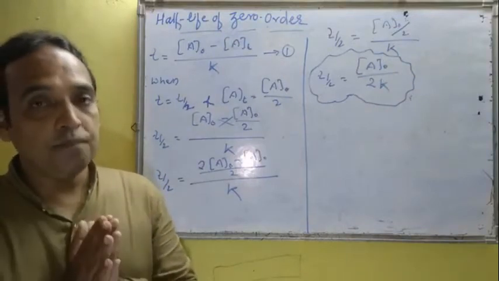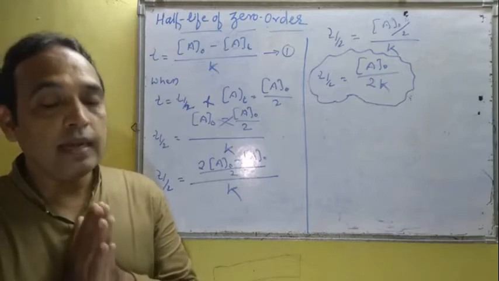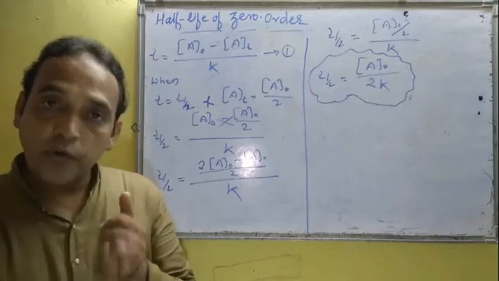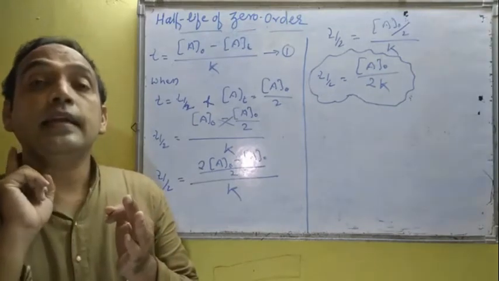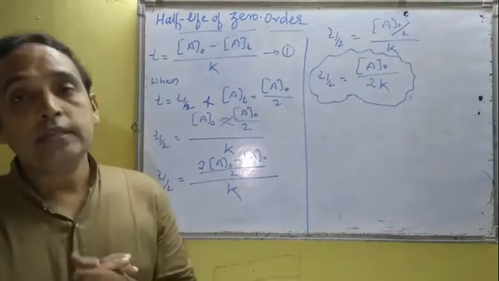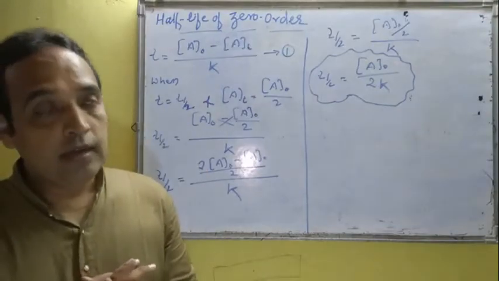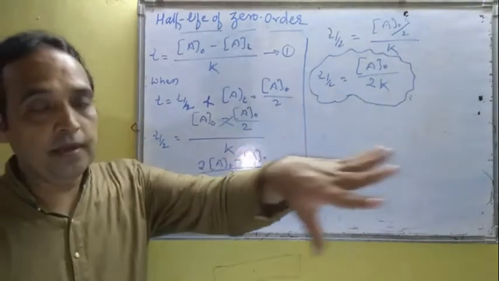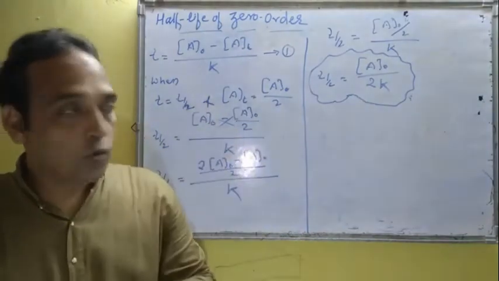So dear students, in today's lecture we discussed what is zero order reaction, what is first order reaction, what is the integrated rate equation for zero order reaction, and then what is the half-life of zero order reaction. Now based on this equation, there is a possibility of one question.